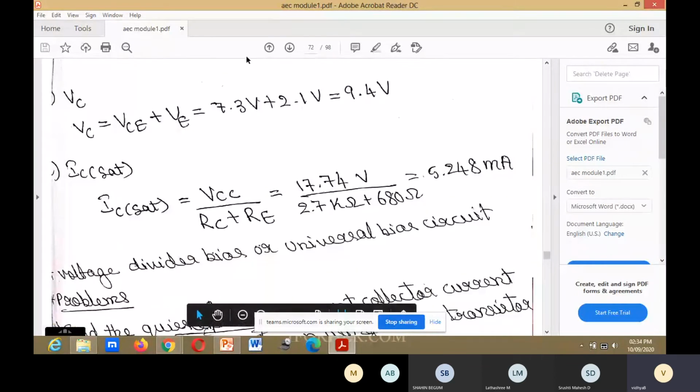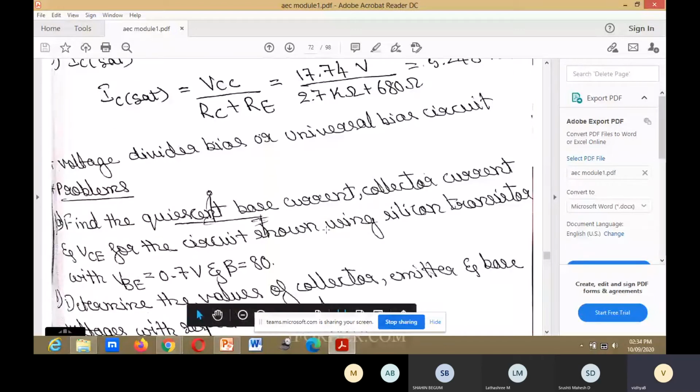IC saturation is equal to VCC divided by RC plus RE. For fixed bias, IC saturation is equal to VCC divided by RC. But for emitter bias, you will get emitter resistance as well. So IC saturation is equal to VCC divided by RC plus RE. You know the values of VCC, RC and RE. Substitute the values, you will get 5.248 milliamps.